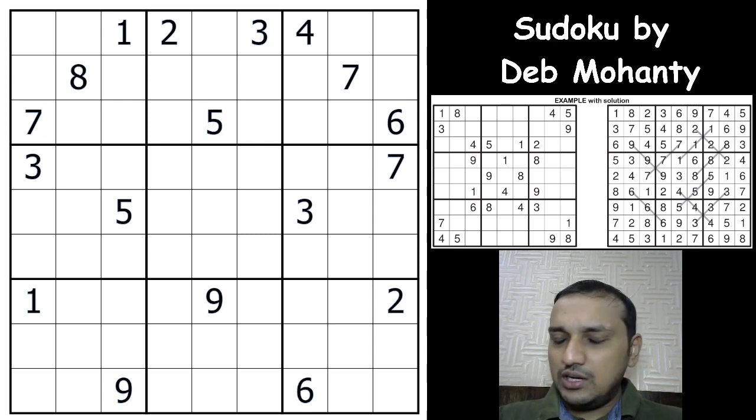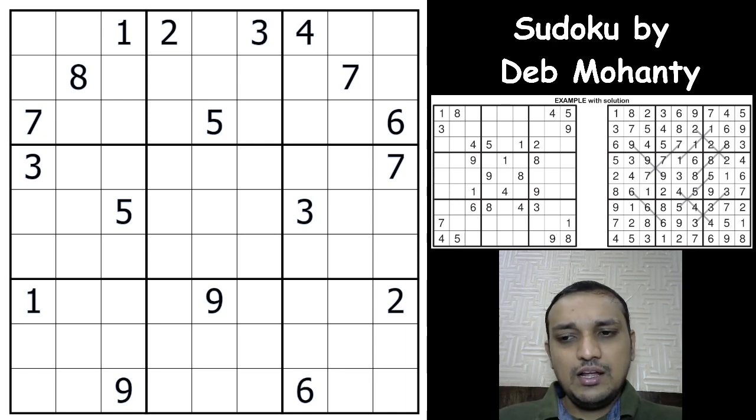Deb Mohanty is really an excellent author India has ever had. I have solved his Sudokus and puzzles. The way he created Sudokus and puzzles, the logic, the unique theme and the unique solve path, used to be excellent. This particular Sudoku is taken from the WSC, World Sudoku Championship 2017, that was organized in India. Before going to the Sudoku, I want to explain why I actually selected this Sudoku.